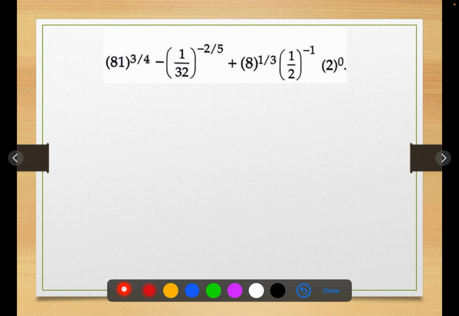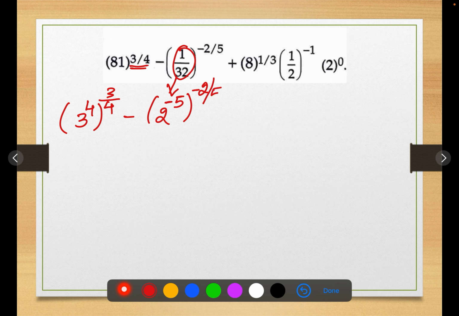The question seems quite long, but we'll go step by step. Now 3 to the power 4. So 81 is 3 to the power 4, 3 to the power 4. 32 is 2 to the power minus 5. I hope it is clear. I have reciprocated 1 upon 32. Right? So my power is minus 5.